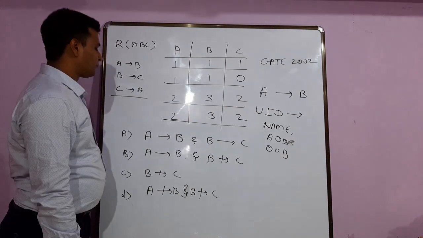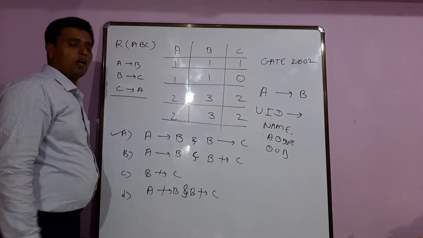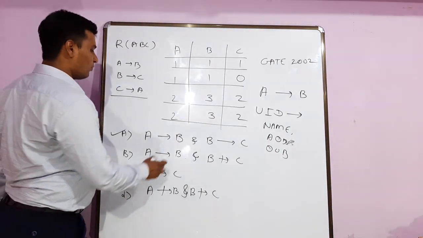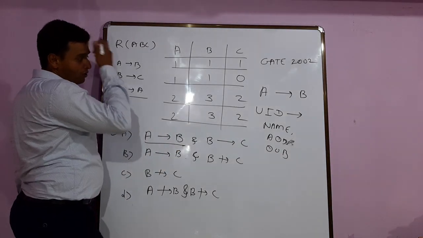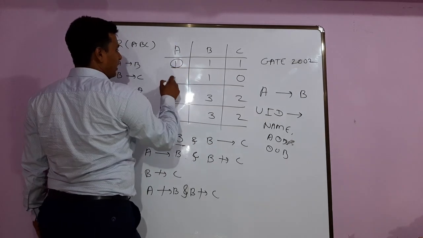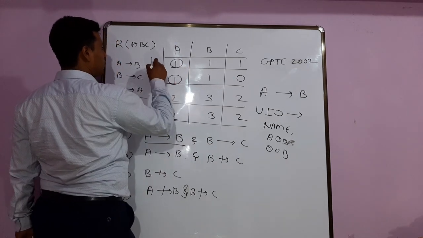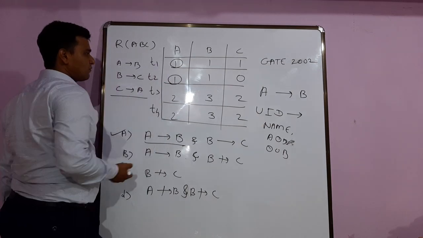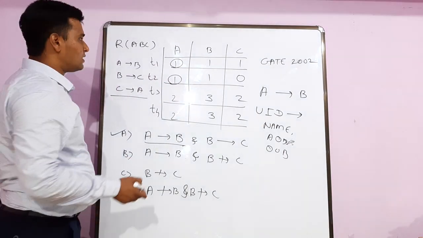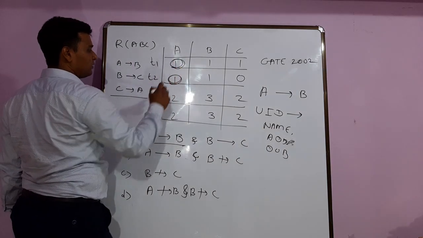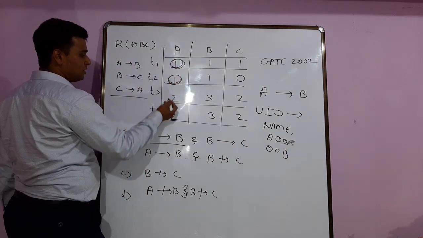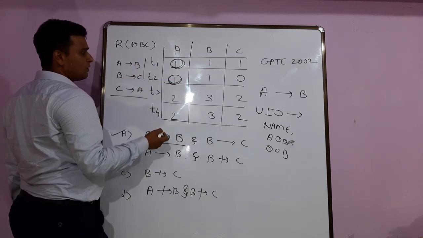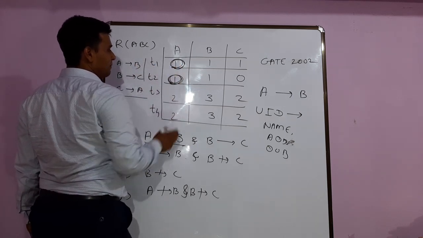In this example, we will start with option A. Option A says that A determines B and B determines C. So we will check whether A determines B or not. First, are they matching here? We have four tuples T1, T2, T3 and T4. We will check for T1 and T2, looking at the same values of the tuples. It can be T1, T4, T3, T4, or T1, T2. In this case we take T1, T2. The values agree here, they are matching.